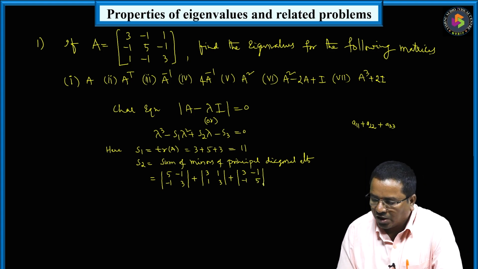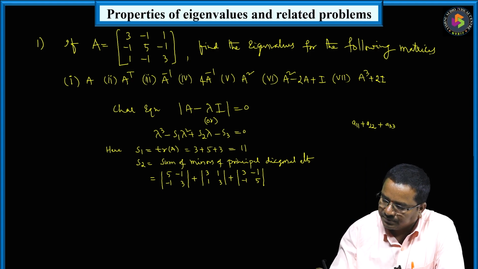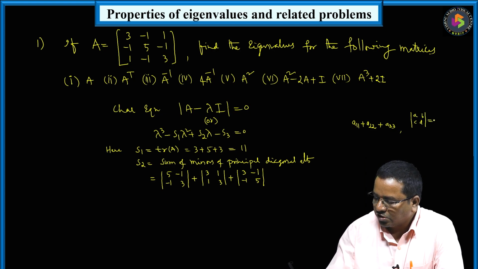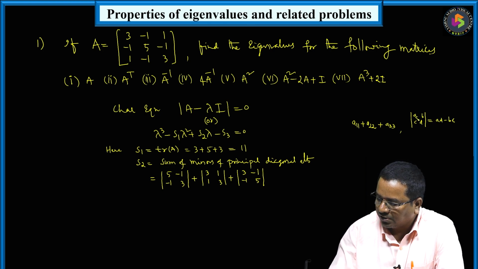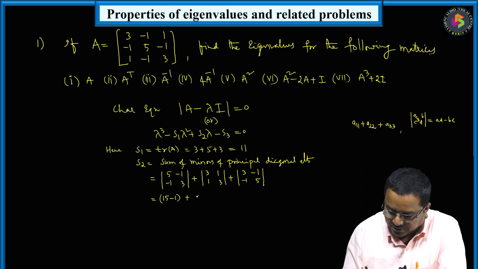All of you are familiar with how to compute the determinant of a 2 by 2 matrix. If it is a 2 by 2 matrix with entries A, B, C, D, the determinant is AD minus BC. First you multiply these two. Now by using this formula, we get 15 minus 1, 9 minus 1, and 15 minus 1.